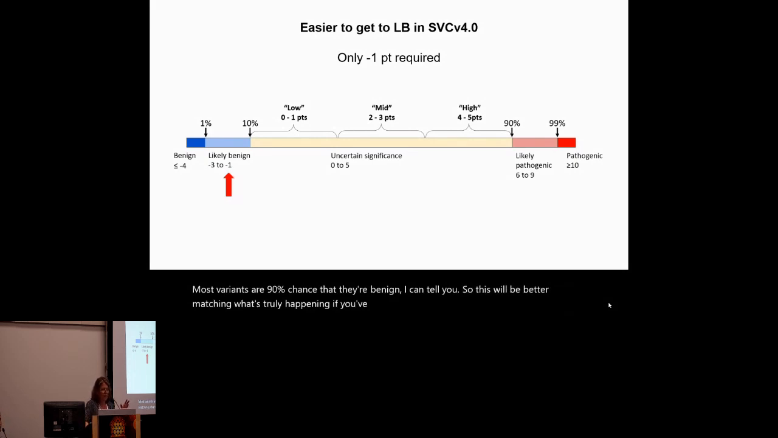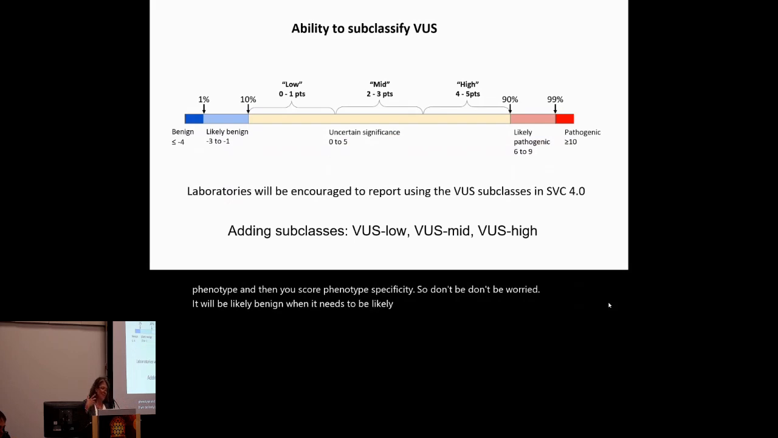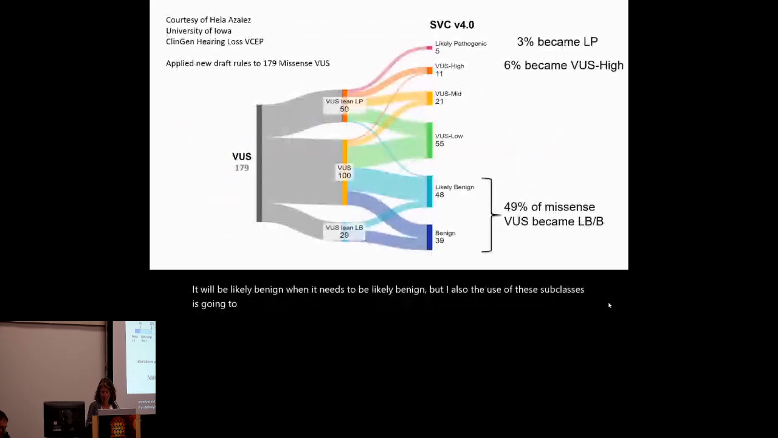If you've got a patient with a highly specific phenotype and a variant in a highly specific gene for that phenotype, you will get phenotype specificity points, and it'll get out of the likely benign. So the only place you should be concerned about a random variant with no evidence is when there's a highly specific gene-to-phenotype match, and then you score phenotype specificity. So don't be worried. It will be likely benign when it needs to be likely benign. But the use of these subclasses is going to be really critical.